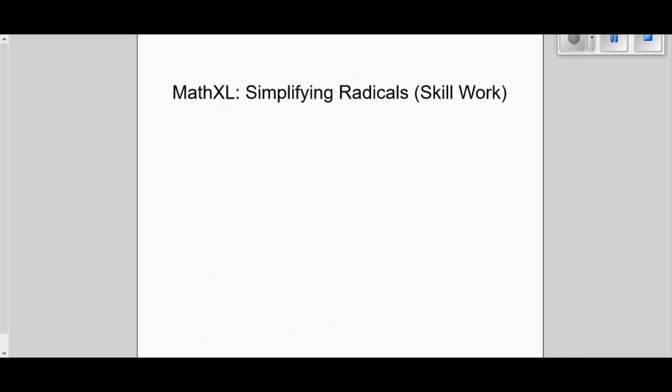There is an assignment for you to do in MathXL. It's called Simplifying Radicals Skill Work. It's just a handful of problems for you to try. Just practice taking square roots. Again, you have the calculator in there. If you're not sure if something's a perfect square, check it in the calculator that you have in MathXL.